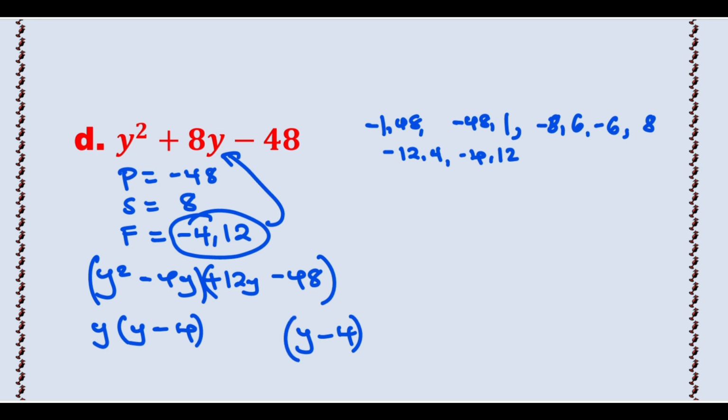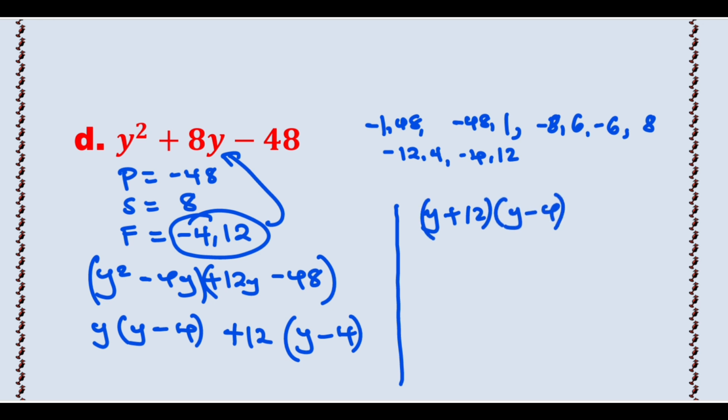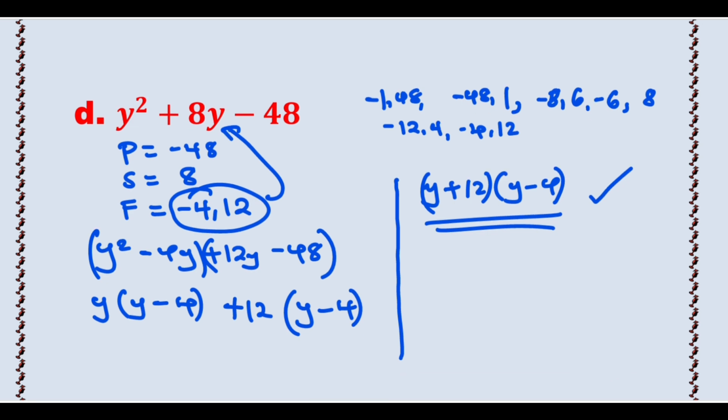And then we want to find a number such that when you multiply this bracket, we end up with positive 12y. From positive y to positive 12y, we need to multiply that by positive 12. And then pick the numbers outside the bracket: y plus 12 into y minus 4. And of course, this becomes the final answer, y plus 12 into y minus 4.